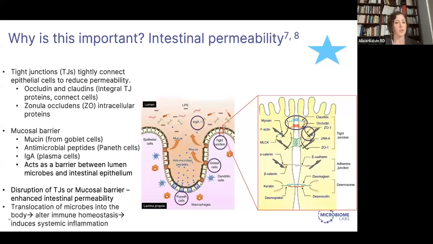And that's when you get that translocation of microbes. You get the release of LPSs that can get out into circulation and can cause immune imbalances, can cause systemic inflammation, and that's when things start to break down.